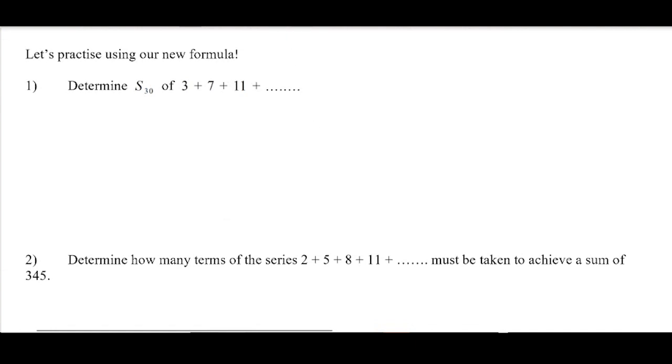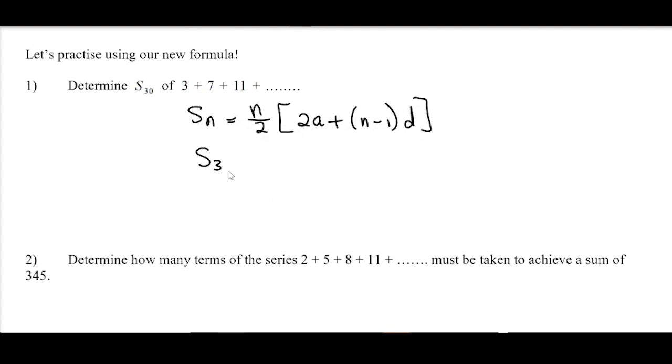First question. Find the sum of 30 terms of this arithmetic sequence. I'm going to write the formula down. Sn is n over 2, 2 lots of a, plus n minus 1 lots of d. That's our formula as we get provided it. So the sum of 30 terms is going to be 30 over 2, 2 lots of a, which happens to be 3, so it'll be 2 times 3. This is going to be n minus 1, n is 30, so it'll be 29 lots of d.